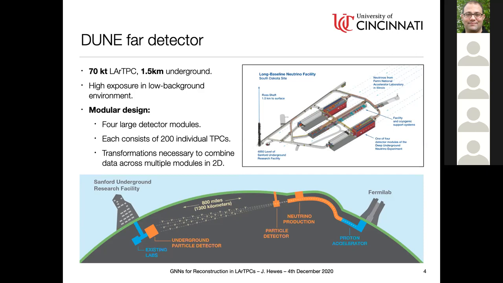Because it's so deep underground, you're effectively in a background-free environment outside of very rare processes like atmospheric neutrinos, which themselves can be signal. But the basic design of the detector is you have these four very large modules. You can see in this schematic in the top right, you can see two of them in red. Each one of those modules is going to consist of 200 individual TPCs. So these smaller cryostats stacked next to each other and on top of each other. And in order to get a representation of what's happening in your detector at large, you need to transform the images you get out from each individual TPC and stitch them together to give you a much larger representation.